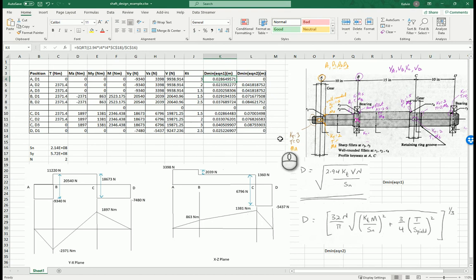Right, so after looking at this video, then you could proceed on to the next section where we have to determine the bearings.